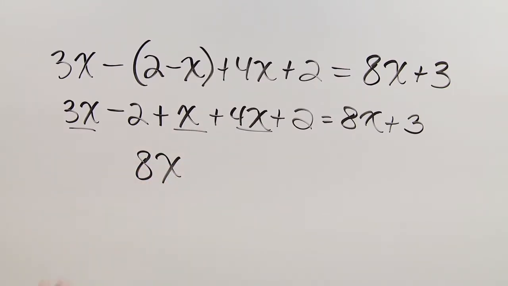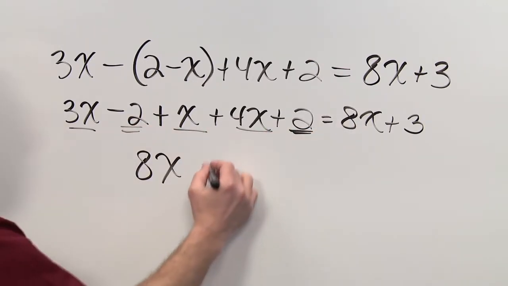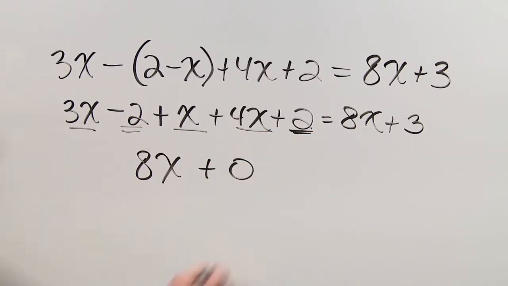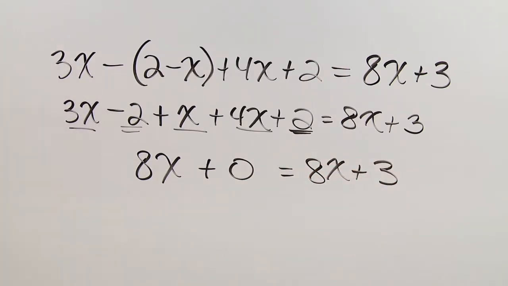Now we combine the constant terms. Negative 2 plus 2 sums to 0. 8x plus 0 equals 8x plus 3. At this point, you may already realize what's going on.